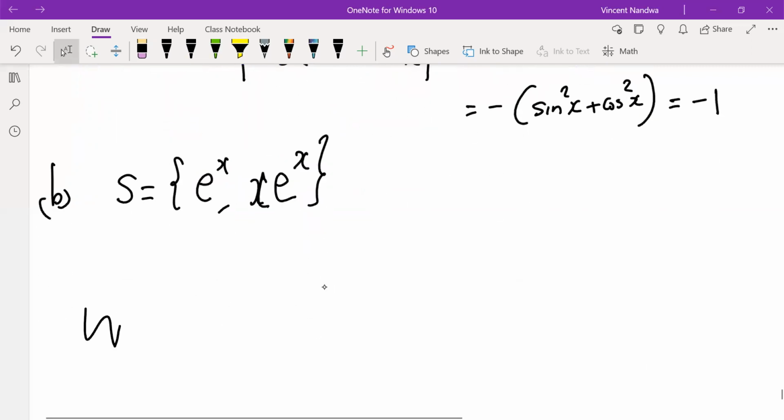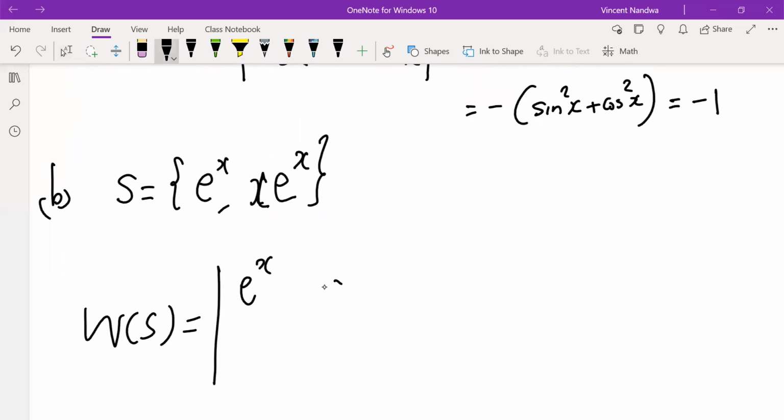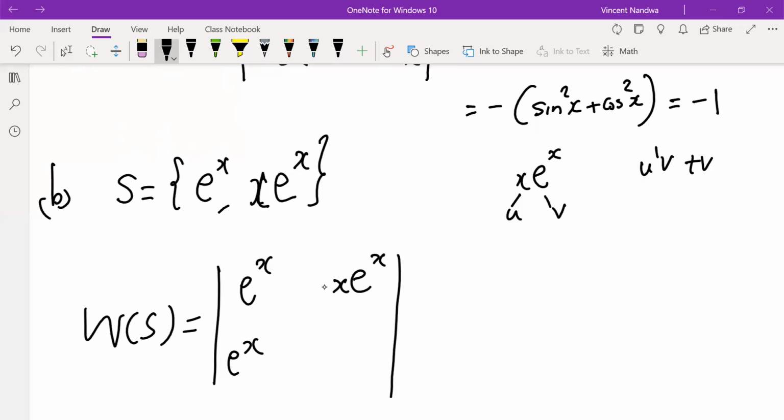So here, the Wronskian is the determinant with e^x, x e^x, and the derivative of e^x is e^x. The derivative of x e^x, use the product rule. So this is u, this is v. So u prime v plus v prime u. u prime is 1 times v, you get e^x. v prime is e^x times u, you get x e^x.